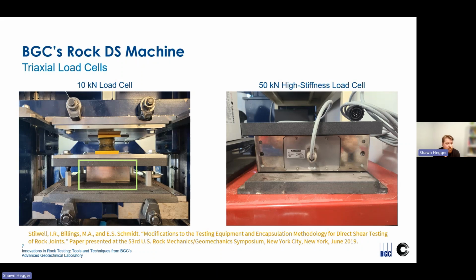And we've recently acquired both a 10 and a 50 kilonewton load cell, which we can swap out of the machine to increase our testing ranges and to increase accuracy when we're testing at low stresses. And for more details on this machine, I encourage you to look at the ARMA conference paper written by Ian that's cited here on the slide.